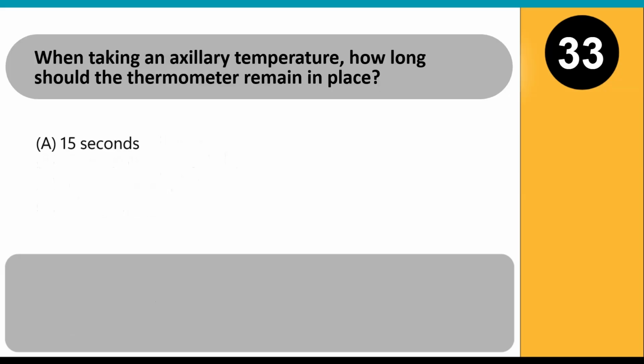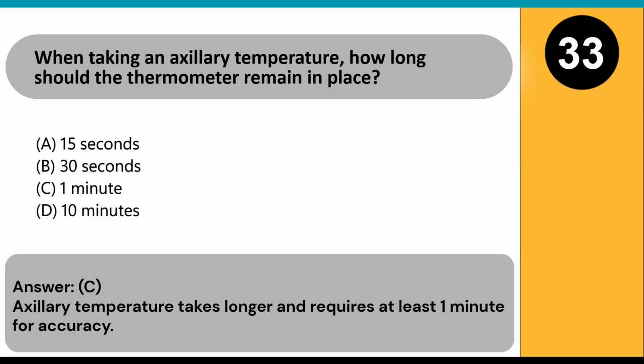When taking an axillary temperature, how long should the thermometer remain in place? A. 15 seconds. B. 30 seconds. C. 1 minute. D. 10 minutes. Answer C. Axillary temperature takes longer and requires at least 1 minute for accuracy.